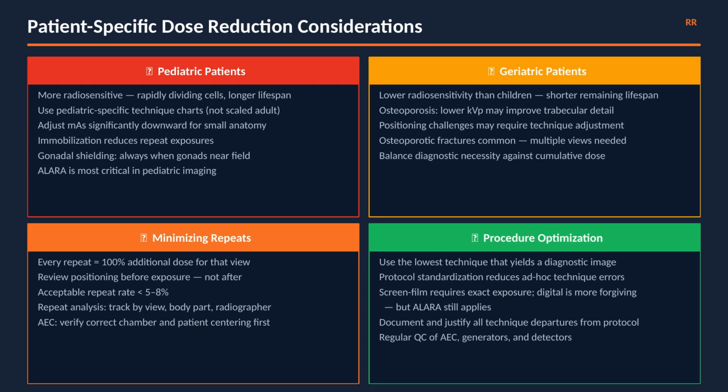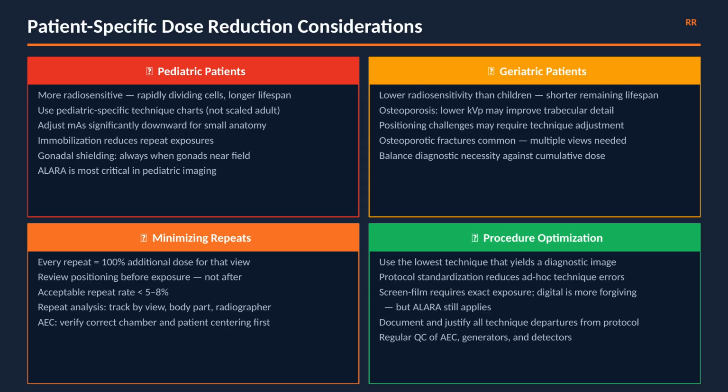Dose optimization is not one-size-fits-all. Pediatric patients are significantly more radiosensitive than adults. Rapidly dividing cells, longer remaining lifespan, and greater susceptibility to stochastic effects. Use dedicated pediatric technique charts. Reduce MAS substantially for small anatomy. Use immobilization to prevent repeat exposures.